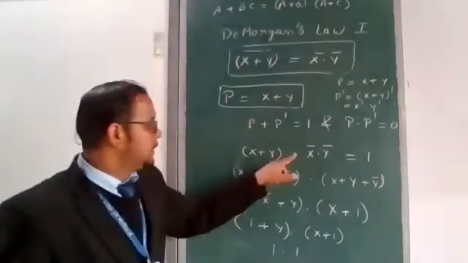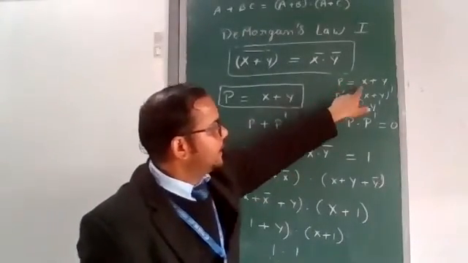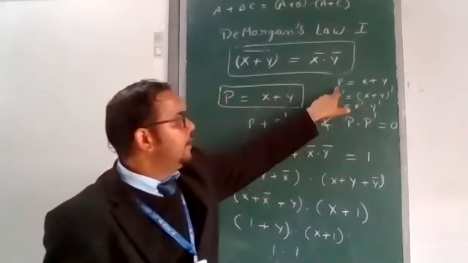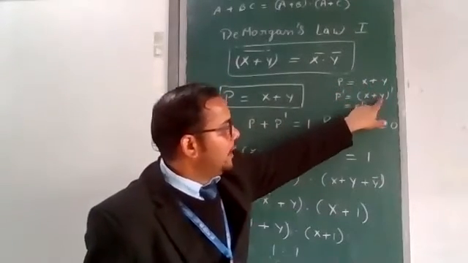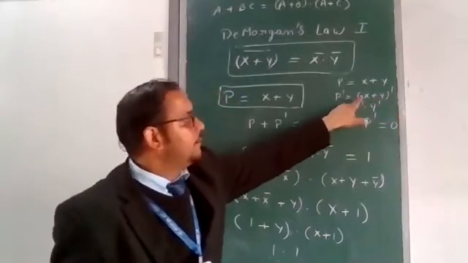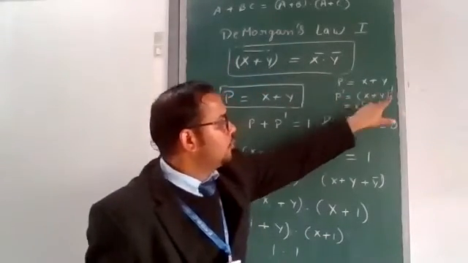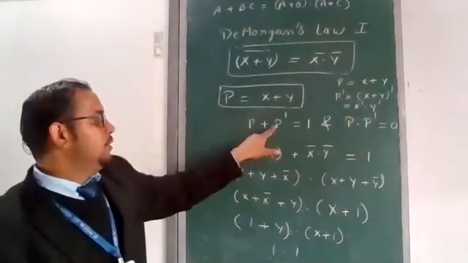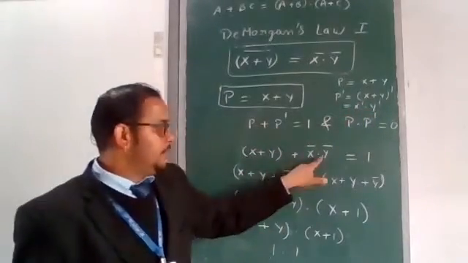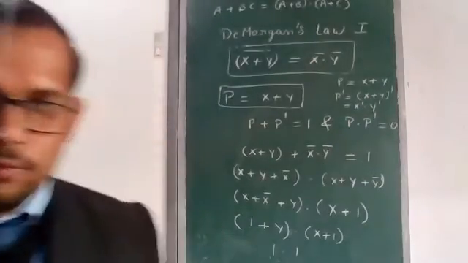How do we get the value of this p complement? We know the value of p is x plus y. Then p complement is (x plus y) the whole complement. And with the help of De Morgan's first theorem, (x plus y) the whole complement is equal to x complement dot y complement. That's why I put the value of p complement as x complement dot y complement. I hope this one is clear to you.